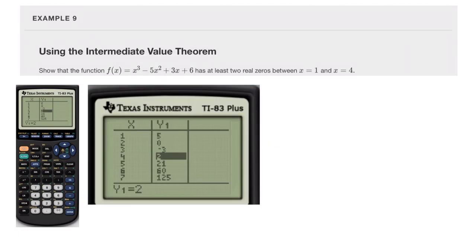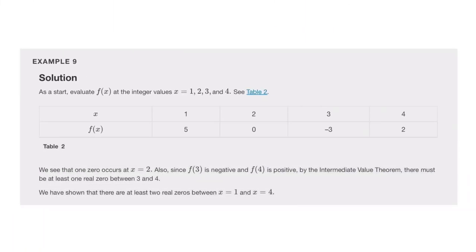Okay, so show that this function has at least two zeros between 1 and 4. So one of the zeros is 2, so that's one of them. And then when x is 3, we get a negative number, and when x is 4, we get a positive. So there has to be a 0 somewhere between 3 and 4 because we have a sign change and we're working with a polynomial. Okay, so that counts for our second 0.